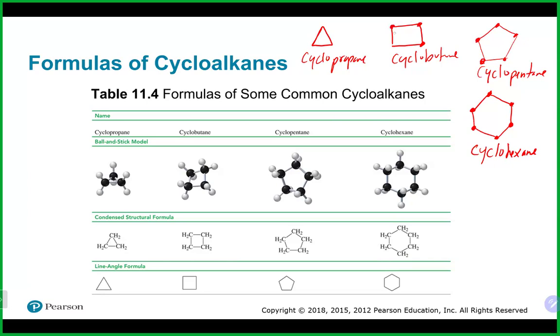And again, each of these are going to be lacking 2 hydrogens from that straight chain as they close in to make that ring. Here is the condensed formula, as you can see, but I would say most of the time you probably see those drawn in more line structures. Very, very common way of drawing them. Any questions on that?